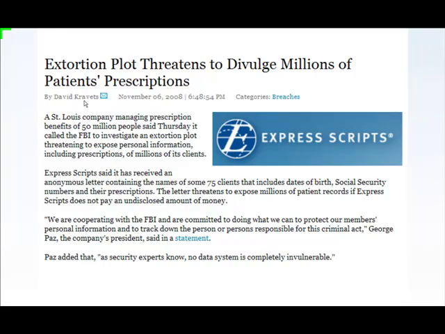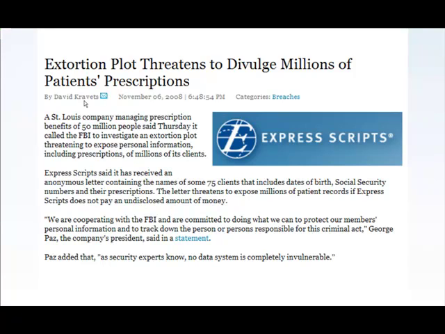somebody broke in and stole data. They sent them a letter with information on 75 clients that included date of birth, social security numbers, and some prescriptions. And whoever it was wanted money in exchange for not disclosing the data further. So Express Scripts, of course, notified the FBI, and they started an investigation. Later, whoever did this sent the information to the 75 clients, telling them, I have your data, to put additional pressure on Express Scripts. We don't know the actual ransom amount that the extortionist had requested, but apparently it's in the millions.